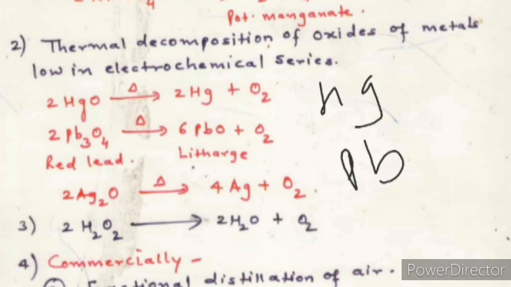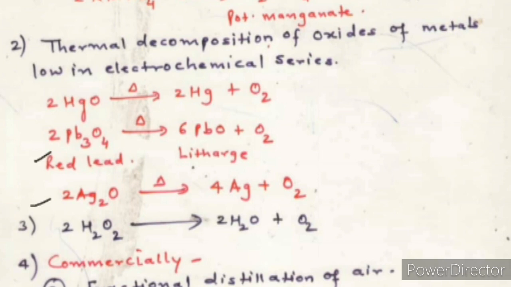So, there in the book you have been given these reactions, so we have to study these. Silver oxide, lead oxide, mercury oxide, if you heat them, automatically you will get the compound or the element and oxygen. Okay, so please learn this. The next is the decomposition of hydrogen peroxide, which is called disproportionation of hydrogen peroxide.